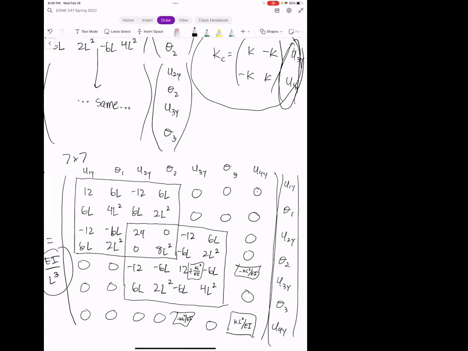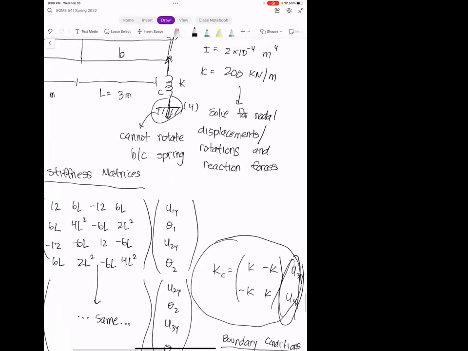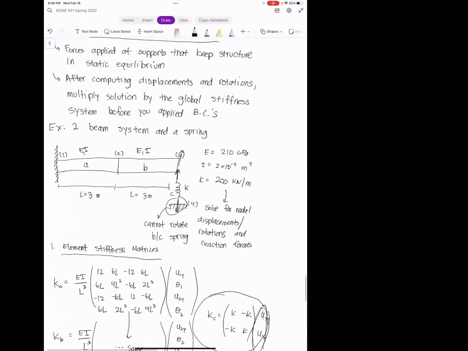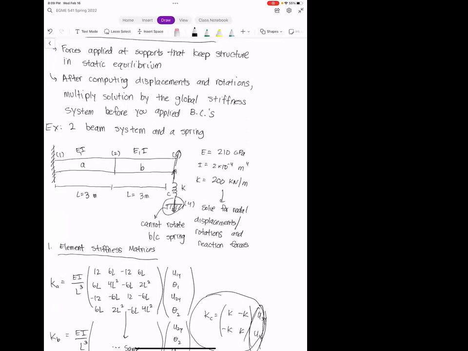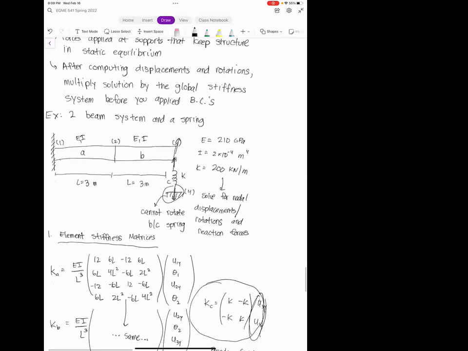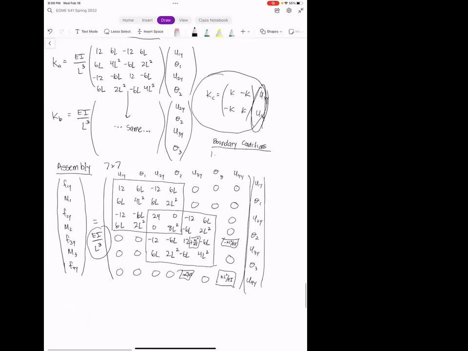And so of course, the next step in this problem is to assign boundary conditions. I have a convenient spot up here to write out what the boundary conditions are. If we go back up to the problem, we can see here that we have a fixed support at node 1 and a fixed support at node 4. Those are the only supports that we have.